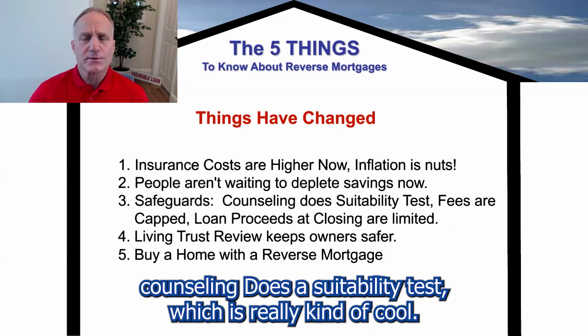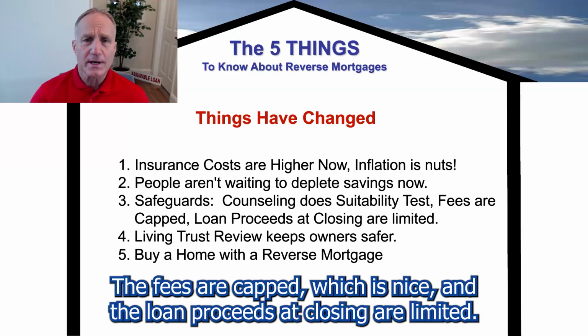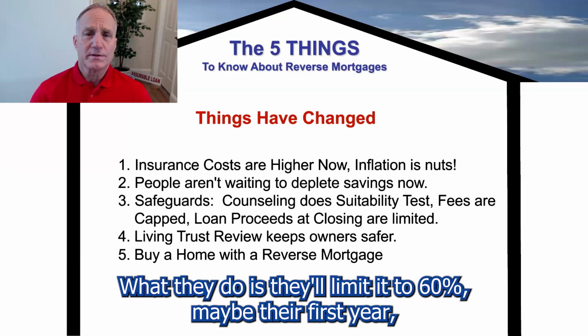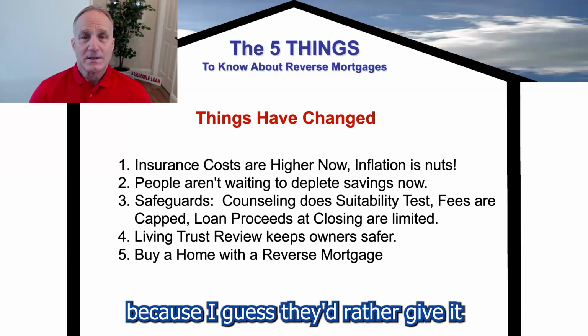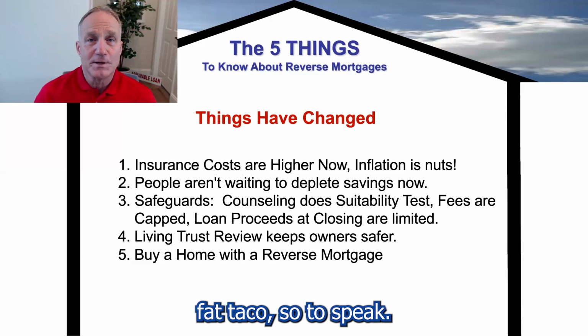The other one is counseling does a suitability test, which is really kind of cool now. They make sure that it's appropriate, sensible, and sustainable. The fees are capped, which is nice, and the loan proceeds at closing are limited. They don't allow seniors many times to take the entire enchilada of money. What they do is they'll limit it to 60% maybe the first year, and then after about a year, you can take the rest of the money later, because I guess they'd rather give 2 enchiladas than one big, fat taco, so to speak, right?